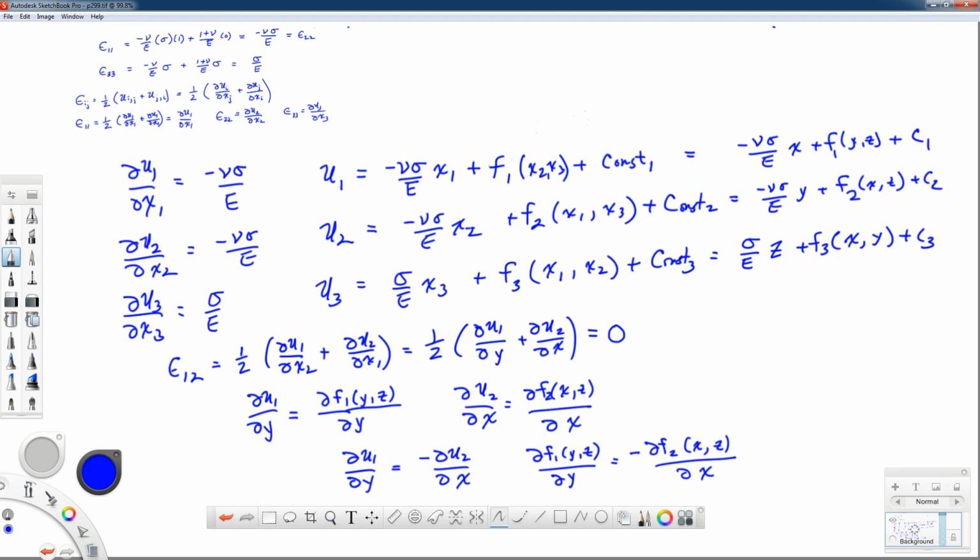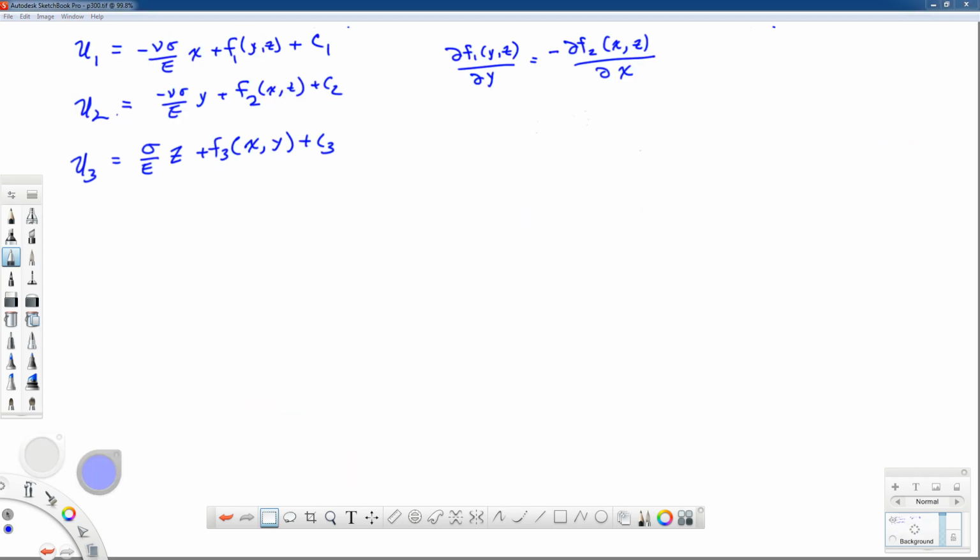And let's take a look at our other sets of partial derivatives. We'll make a little bit more room. Alright, so all of that was from epsilon 1, 2 is equal to 0. Let's go ahead and do the others. So epsilon 1, 3, which is going to be equal to 0, is going to be 1/2 the partial derivative of u1 with respect to x3 plus the partial derivative of u3 with respect to x1, or z and x.